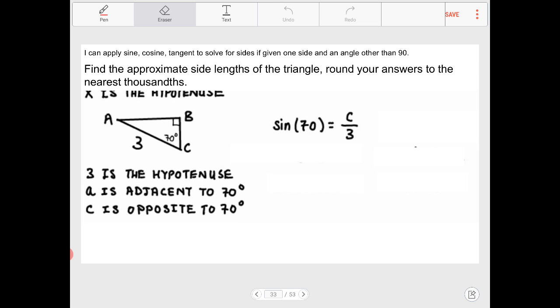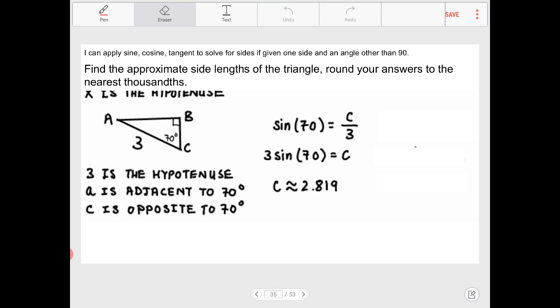So if I were to figure out what side length C is, that's opposite, I'm going to use sine because I know the hypotenuse here. So sine of 70 is equal to C over 3. I again punch in sine of 70 into the calculator. Or I can also multiply both sides by 3 first to get 3 sine 70. And I can punch all this in at once. So I can do 3 times sine 70, which is 2.819.